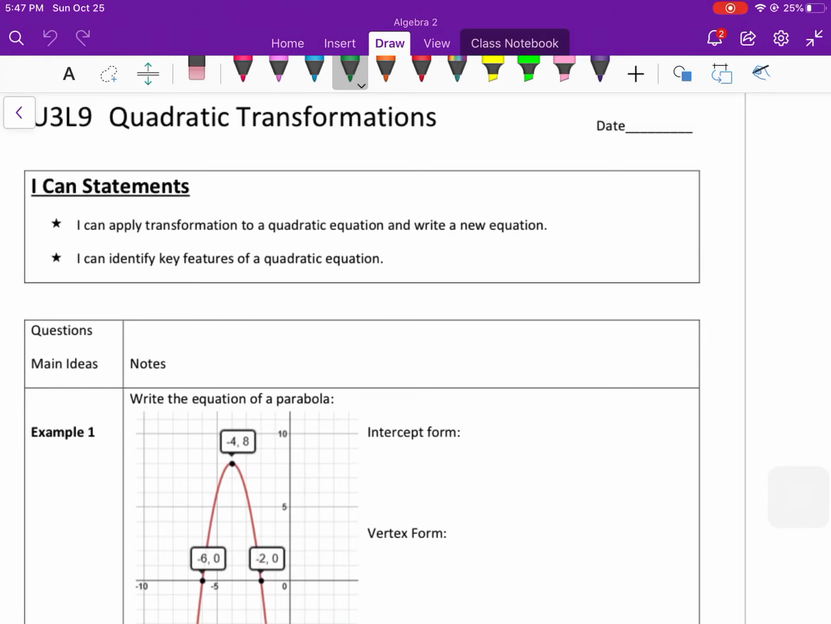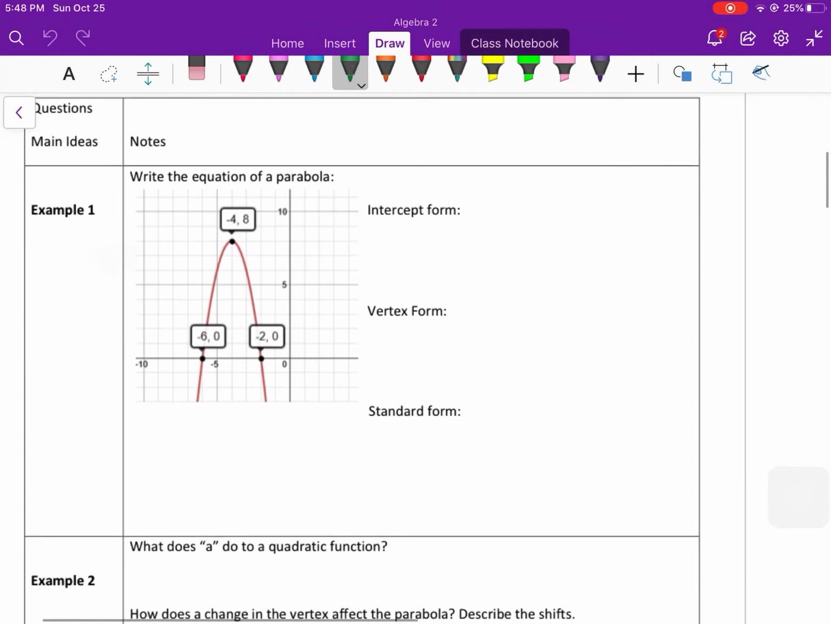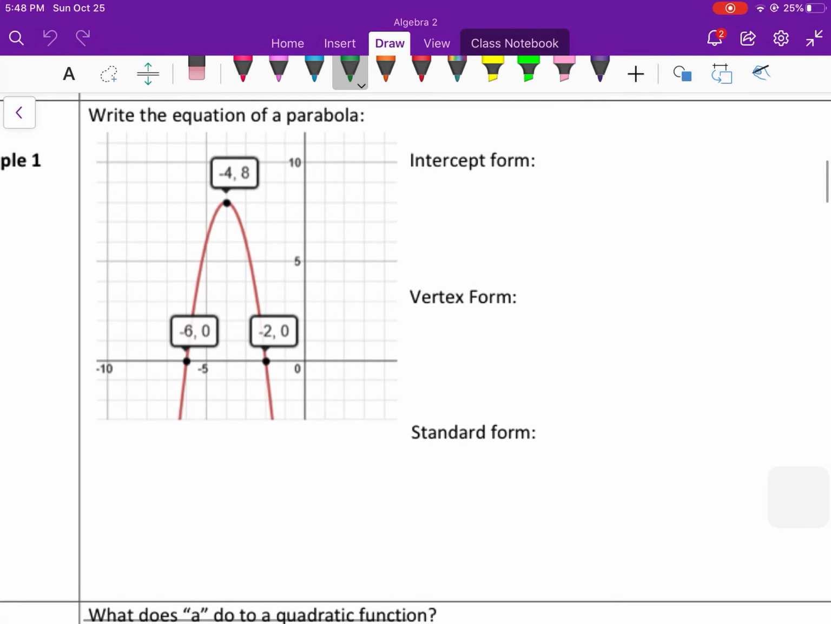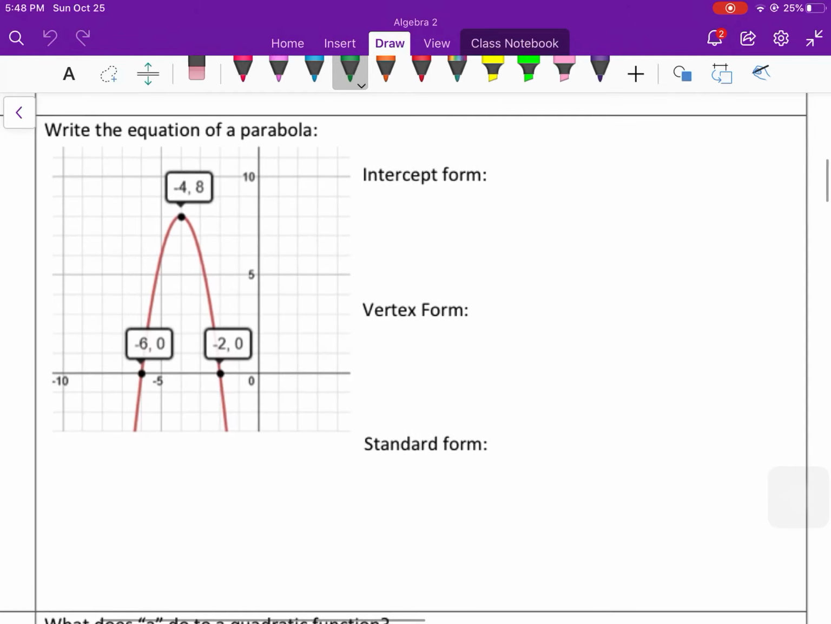All right, the last lesson for Unit 3, we're going to end it off with talking about some different transformations, which we've already kind of talked about when we graphed in vertex form. But I'm also going to write the equation, so kind of go backwards. So intercept form is the factored form. It's often called factored form.